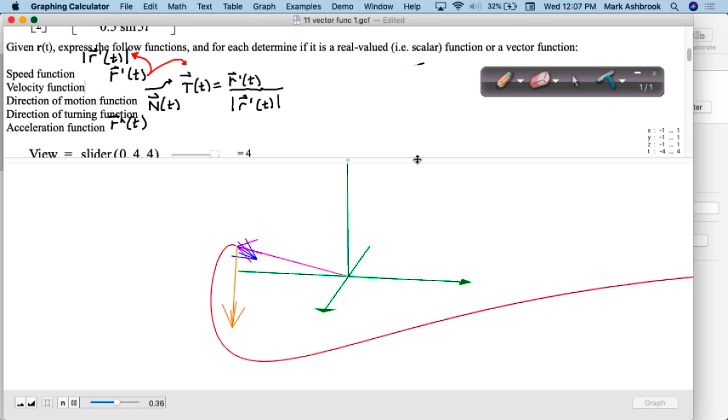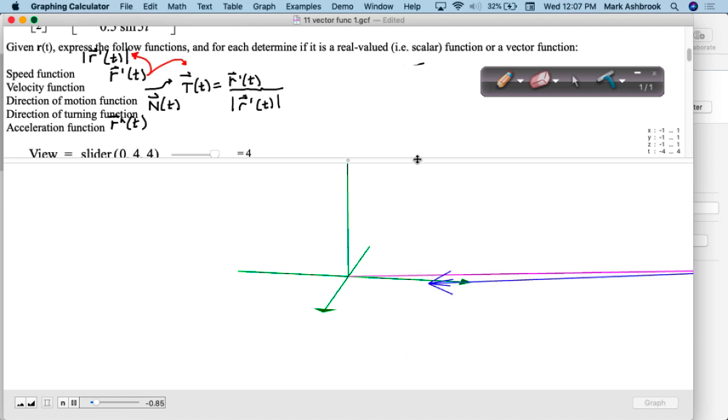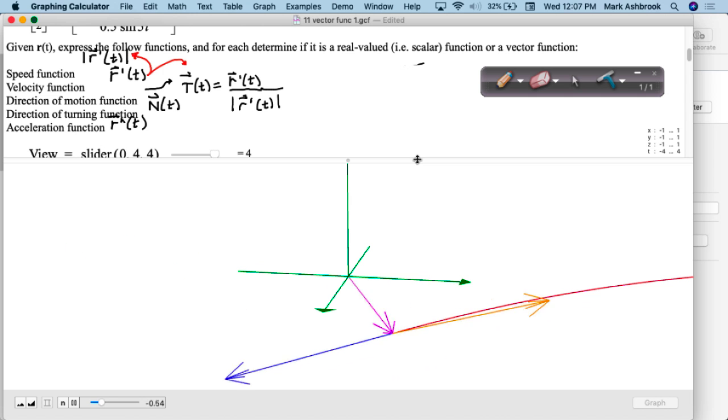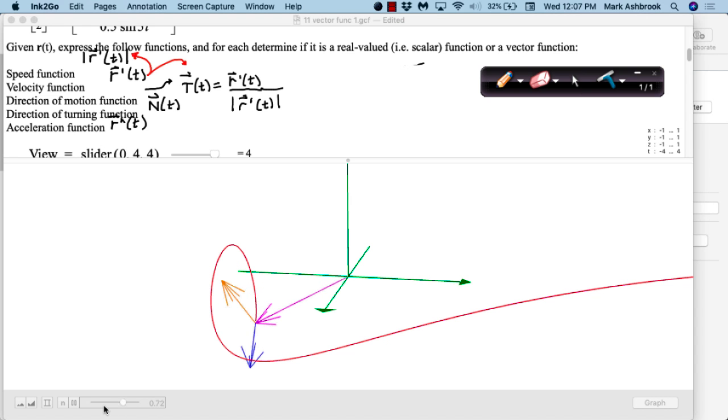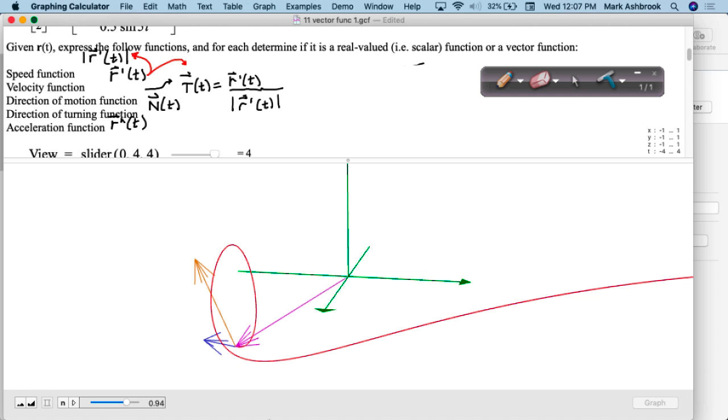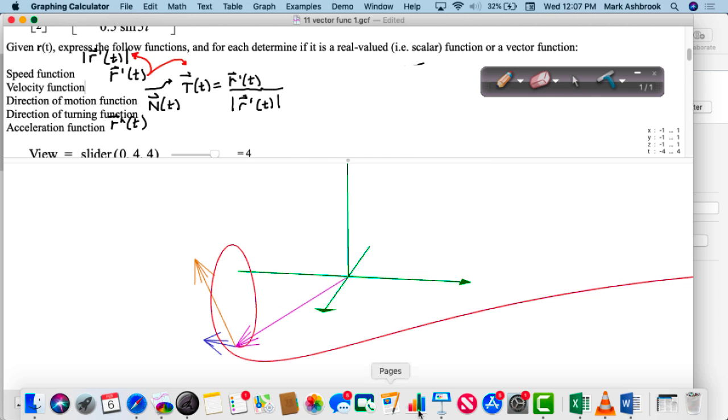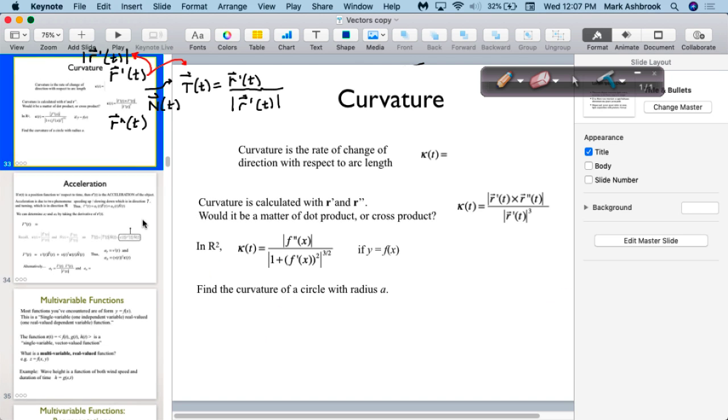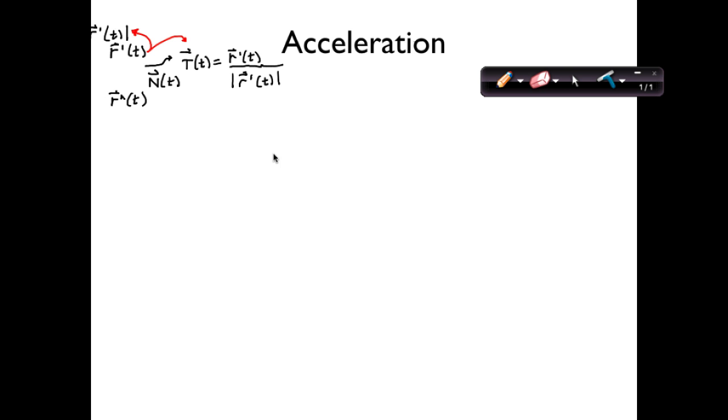Why does it freak out? It doesn't seem to have any rhyme or reason to its direction or magnitude. So let's put that question on the table. Is this acceleration or not? Let's talk about acceleration.